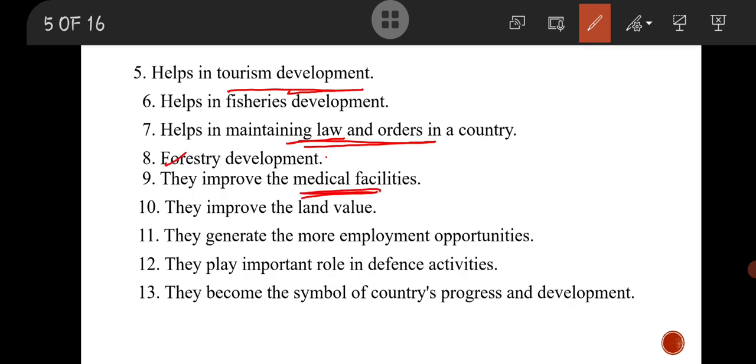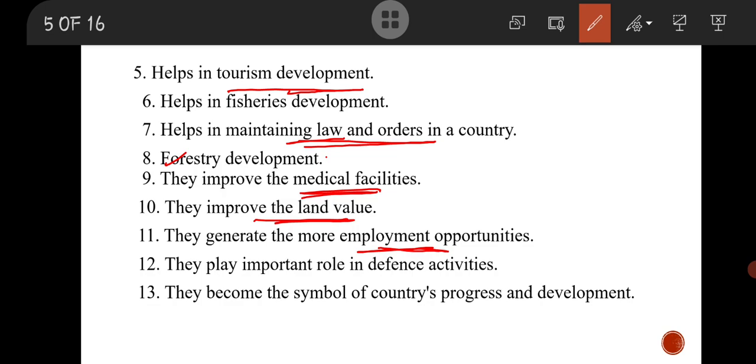improvement of medical facilities. How will it improve medical facilities? By providing a good road, we can access medical care easily. Then improvement of land value. The cost of land at the side of a road generally increases as the quality and importance of the road increase. Then generating more employment opportunities. How are employment opportunities generated? As one person, one material, one good is transported to another place of the country, it provides some kind of employment to the people of that country.